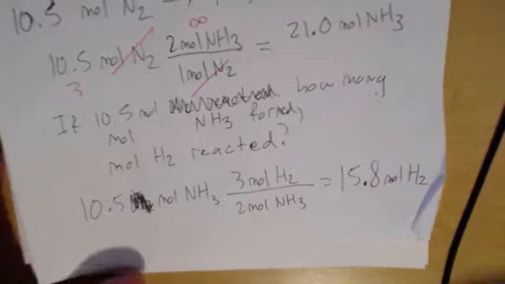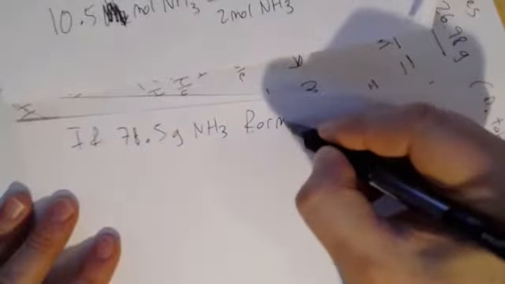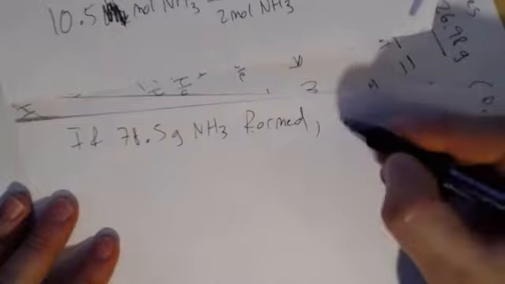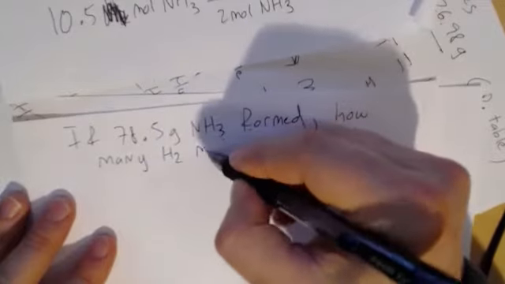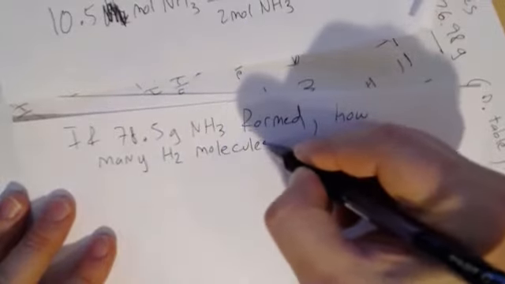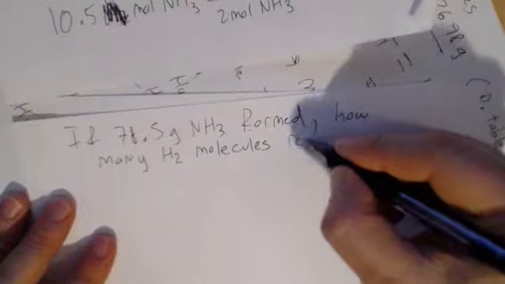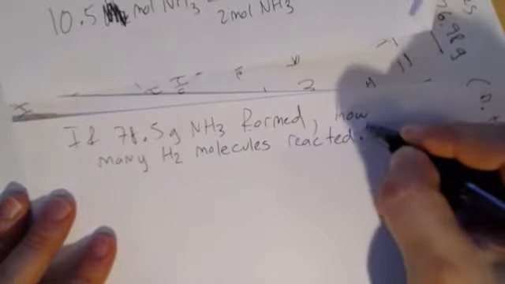We could make this more complicated by introducing mass concepts. If 78.5 grams of NH3 formed, how many hydrogen molecules reacted? Question mark. Let me push that.